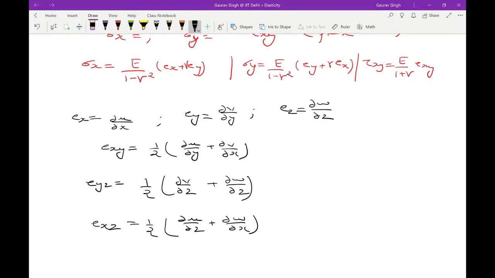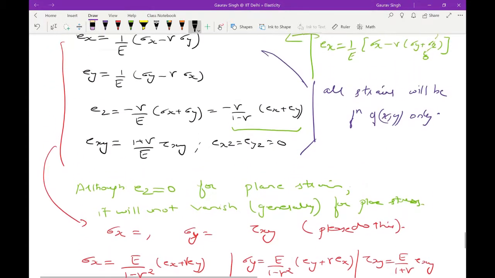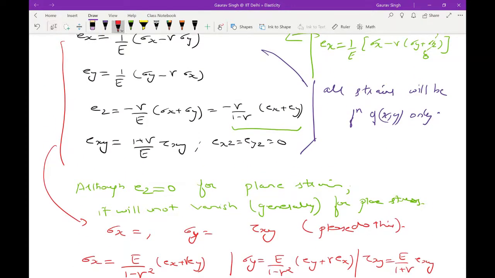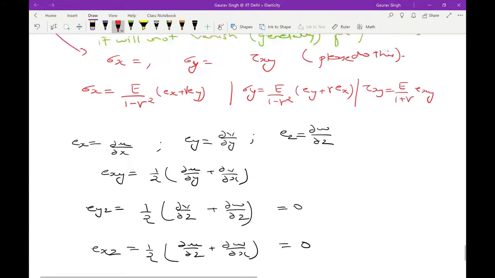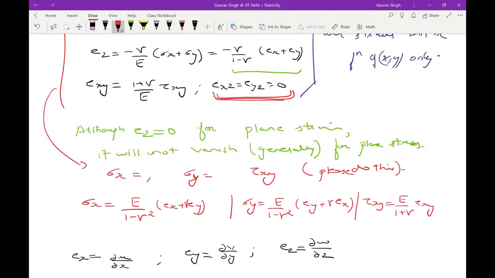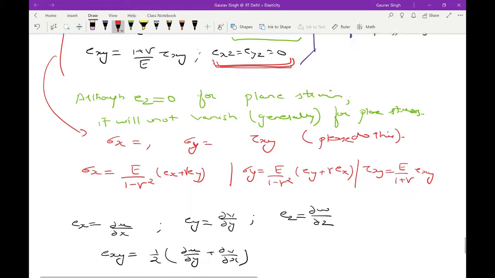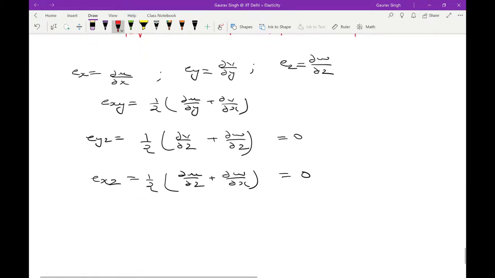So this clearly we would want to be equal to 0. Why is this equal to 0, these two things? Because εxz and εyz would be equal to 0 once you use Hooke's law. And this would clearly be 0 because the corresponding shear stresses are 0. So you have done this.